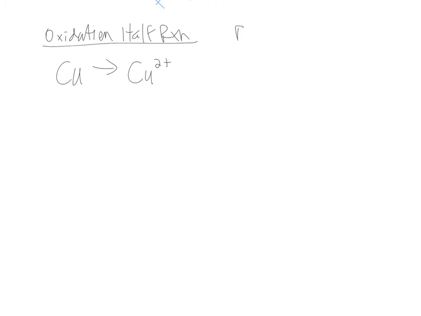On the left side of the equation we have a neutral species, and on the right side we have a positive 2. We can only add electrons, we can't subtract electrons. So we'll add 2 electrons to the right side of the equation to bring the charge on the right side overall down to 0. And that matches what's on the left side. Now let's tackle the reduction half reaction.